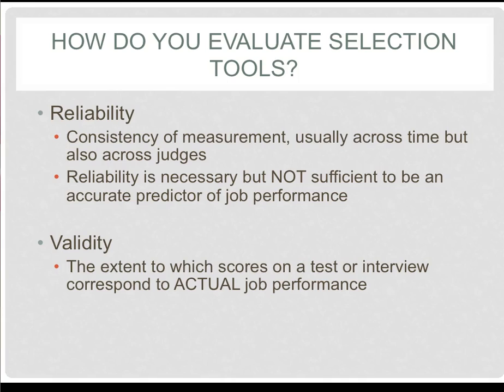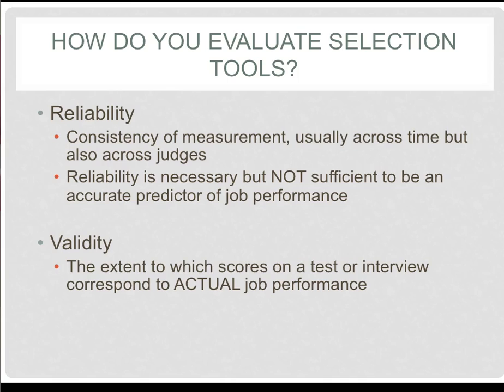So for example, with reliability, I might ask you, what's 2 times 3, and you'll tell me 5. And then I ask you again, what's 2 times 3, and you tell me 5. And I ask you one more time, what's 2 times 3, and you tell me 5. Are you accurate? No, because 2 times 3 is actually 6. But are you reliable? Absolutely, because every single time I asked you, you gave me the exact same result.